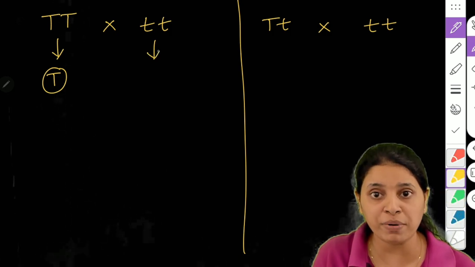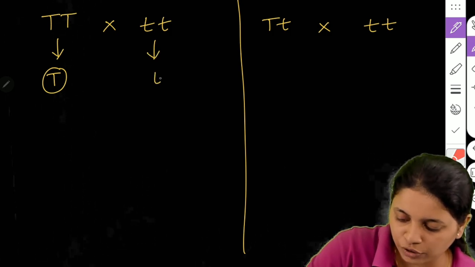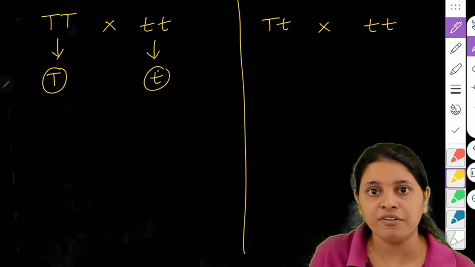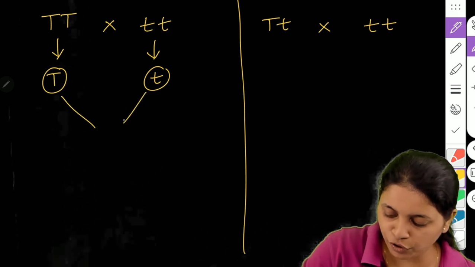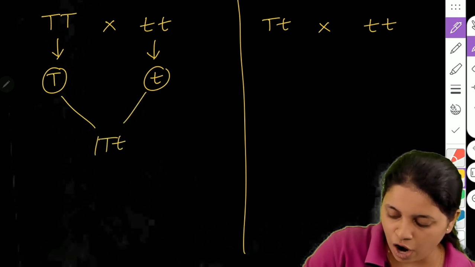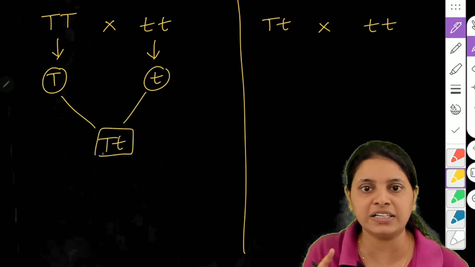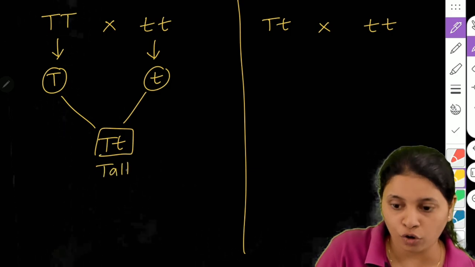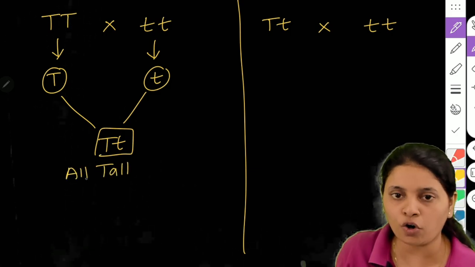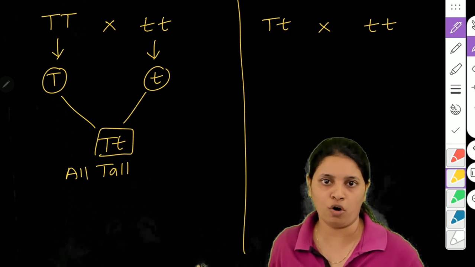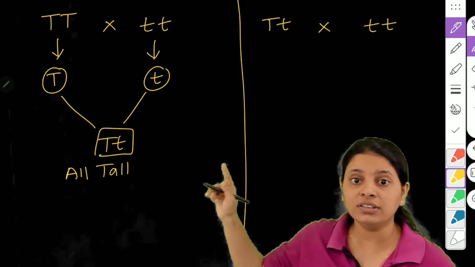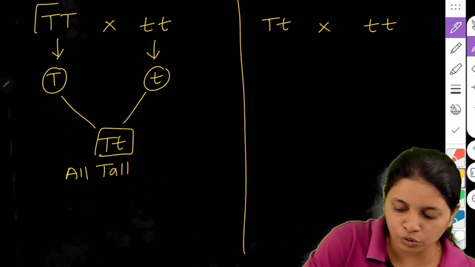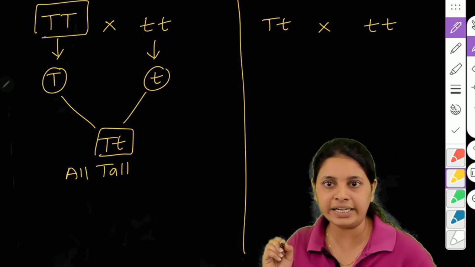Similarly, in the dwarf plant, small t small t, you will get only one type of gamete. Both these gametes will fuse and you will get the offsprings. All the offsprings have capital T small t genotype, and appearance wise they will be tall. So you can see all the offsprings obtained in this cross will be tall. Based on this result, you can tell that the unknown genotype was capital T capital T.